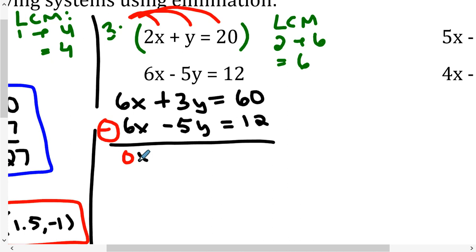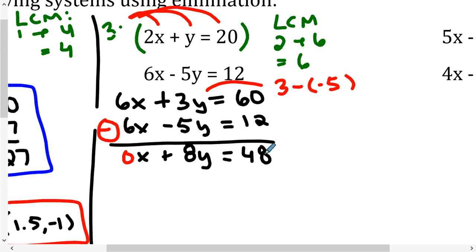We want to be careful with our signs here. 3, right? 3 minus, or sorry, minus negative 5. Because I'm subtracting, but there's still a negative in front of that 5, I actually am getting a positive 8. So this is where we want to be a little bit careful. 8y. And then 60 minus positive 12, right? That gives me 48.